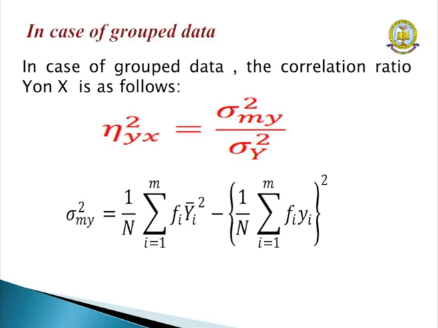So, in case of grouped data, just now we discussed. Grouped data is a very easy concept, because if your observations are more, in that case calculation is very tedious for us. In that case we can use the grouped data concept. In case of grouped data, the correlation ratio y on x is as follows. Eta square y on x is equal to sigma square m y divided by sigma square y.